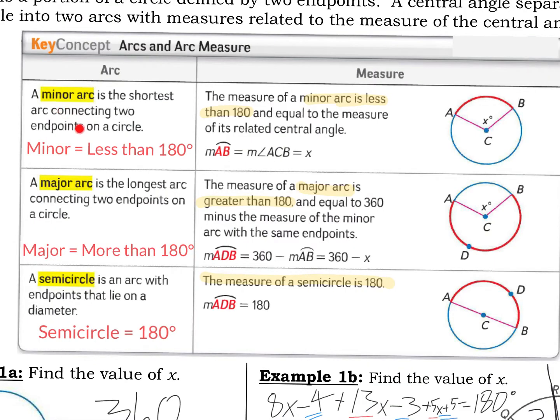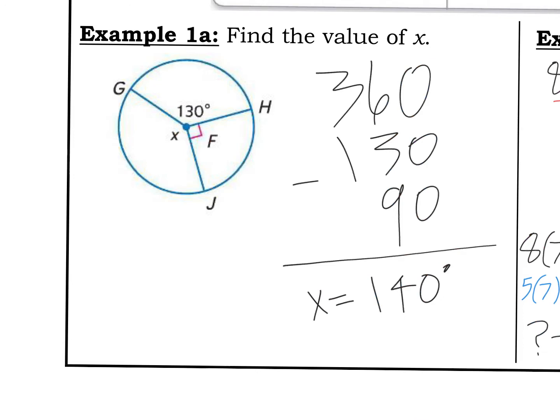You're going to have three types of arcs. A minor arc is any arc that's less than 180 degrees. A major arc will be more than 180 degrees, and then a semicircle will be exactly 180 degrees. So for my first example here, I'm looking for angle GFJ, or x, and I know that the sum of the degrees is 360, so I'm going to subtract out what I know. I'm going to subtract out 130 and 90, and that'll find x, which is 140 degrees.